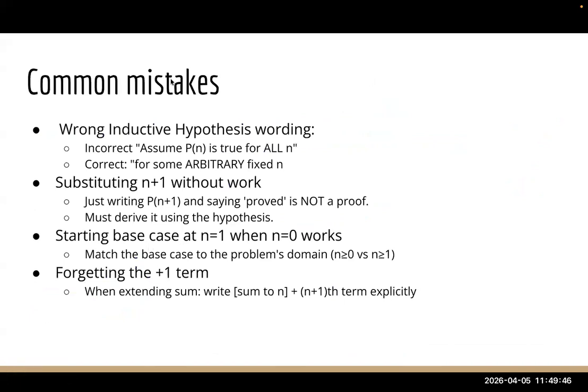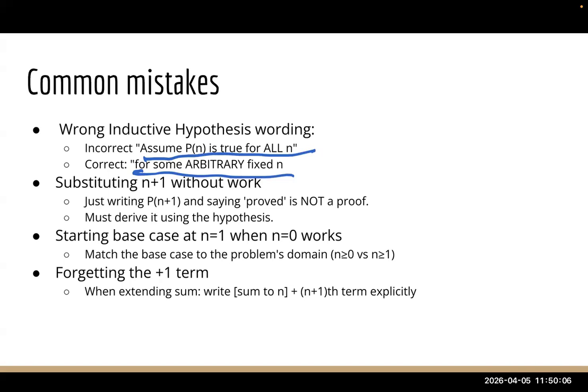Now, what are some common mistakes that we end up making while doing the inductive hypothesis? Incorrect wording. We assume Pn is true for all, and no, we want to be very specific for this. For some arbitrary fixed n, for some arbitrary integer n, we want to be specific with our wording over here.